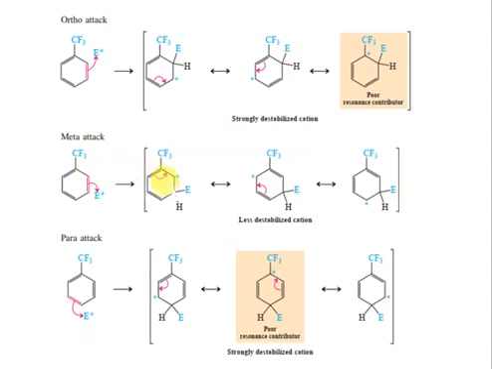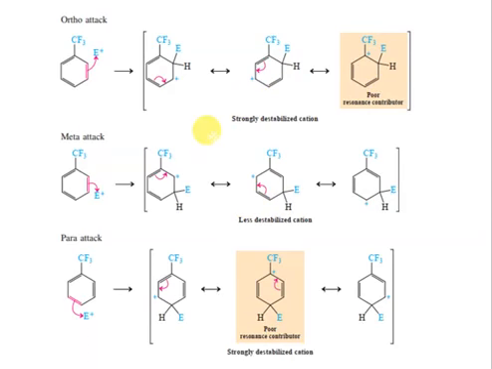Here we have a meta attack. In meta attack, you can see that the positive charge never comes to the carbon that has the trifluoromethyl group attached. As a result, these carbocations are not much more destabilized. These carbocations are not stabilized, but they are less destabilized. So the relative stability of the carbocation formed by meta attack is better than the stability of the carbocation formed by ortho attack.